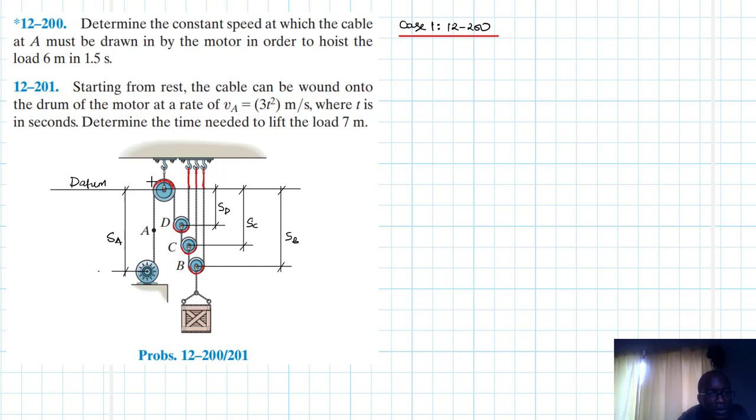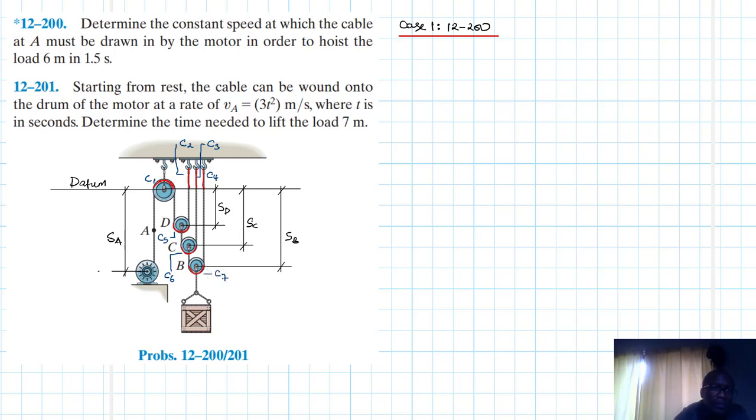Let's call this C1. Let's call this C2. You don't have to do this if you don't want to, because when we take the first derivative, these will all be zeros. Let's call this C3, C4. I'm just showing it here. Let's call this C5, C6, and let's call this C7.